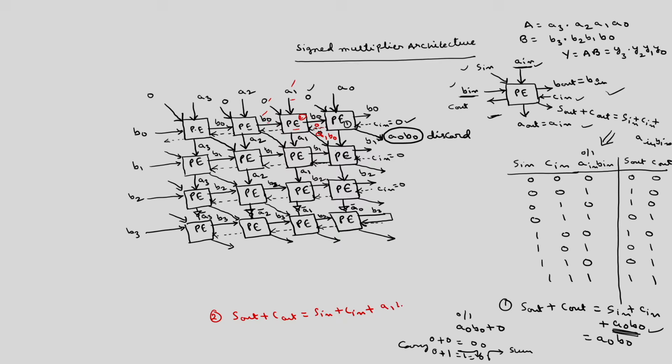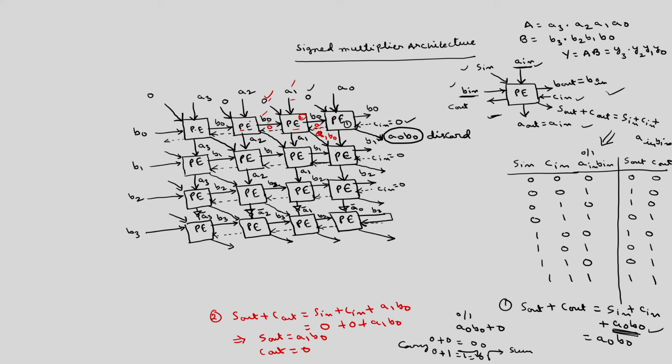Okay, A1, B0. But this S in is 0 plus this C in is 0 plus A1, B0. So always only this bit is the sum bit, the carry bit is 0. That implies S out is simply A1, B0 and C out is 0. So this C out is also 0. This S out is A1, B0.